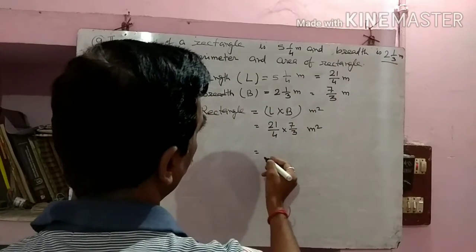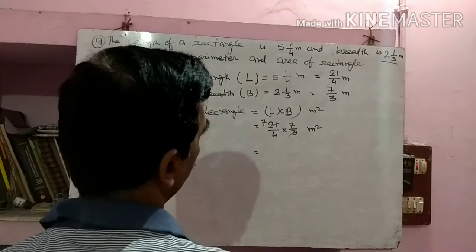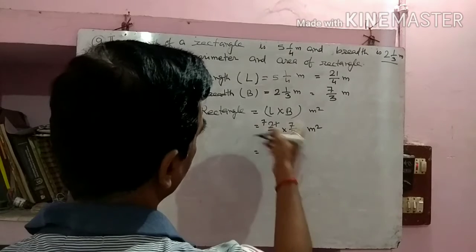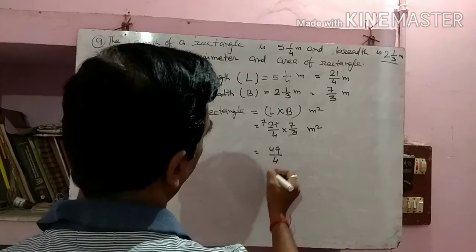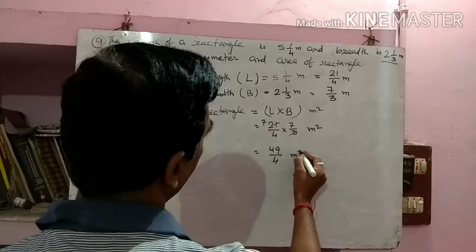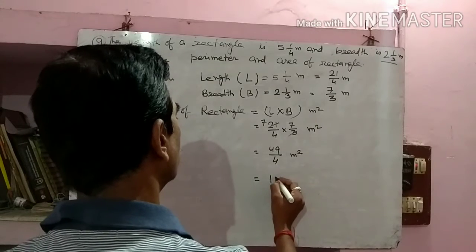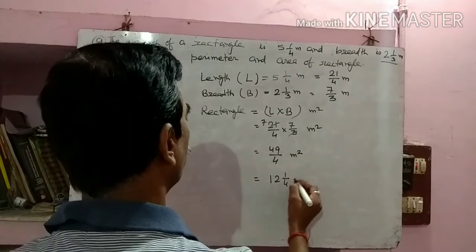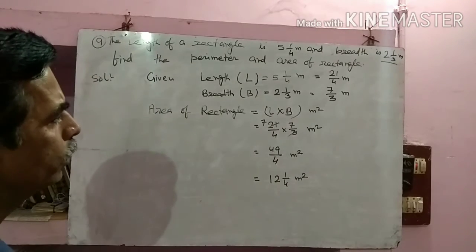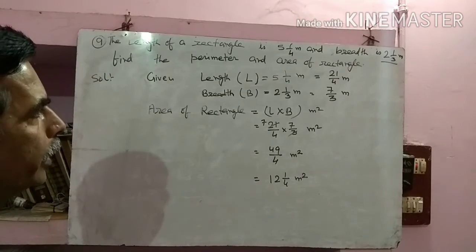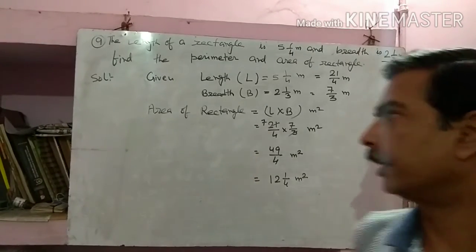Okay. So 3 times 7 is 21, you can divide that. So 7 times 7 is 49 by 4 meter square. In the mixed fraction you can write 4 times 1 is 4, 4 times 2 is 8, 1 by 4 meter square. So area of rectangle is equal to 12 1 by 4 meter square. Write this one, pause the screen and write it.